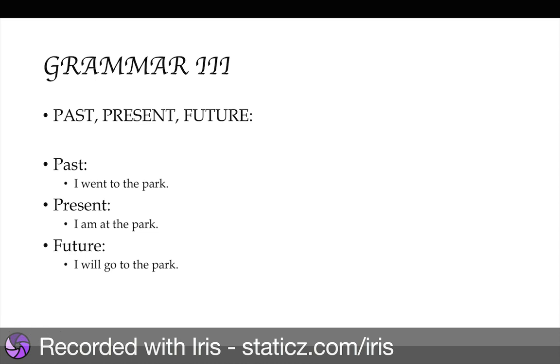For grammar 3, it was the past, present, and future. So the past is I went to the park. So you had previously gone to the park. Present is I am at the park. So you are currently right now at the park. And the future, I will go to the park, is in the future, eventually you will be going to the park. So that concludes my 3 sections for grammar.